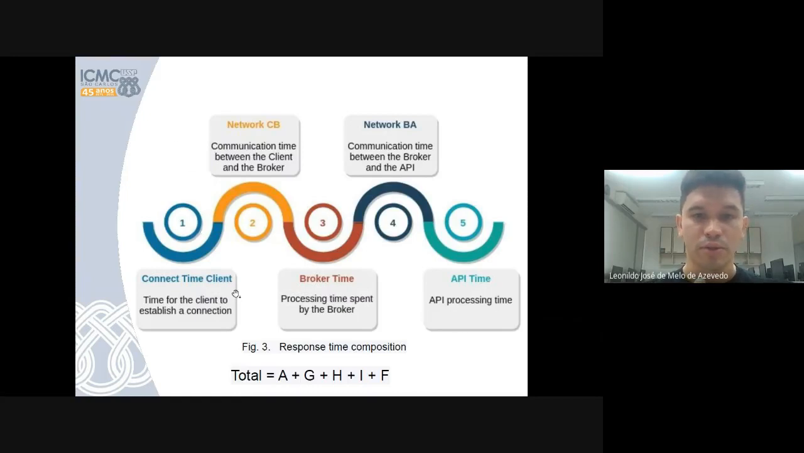This figure shows the response time composition, basically divided into five points. First one, the connection time in the client. Second one, the communication time between the client and broker. Then the processing time spent by the broker. And also the communication time between broker and API. And finally, the API time.